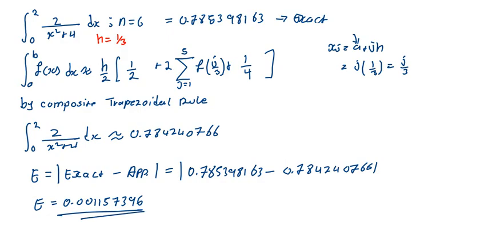So we have come up with our approximation, which is this one. We came up with the exact value, which is that one, and from these two we have come up with our error, which is this one right here. So that's all. That was all for part A.